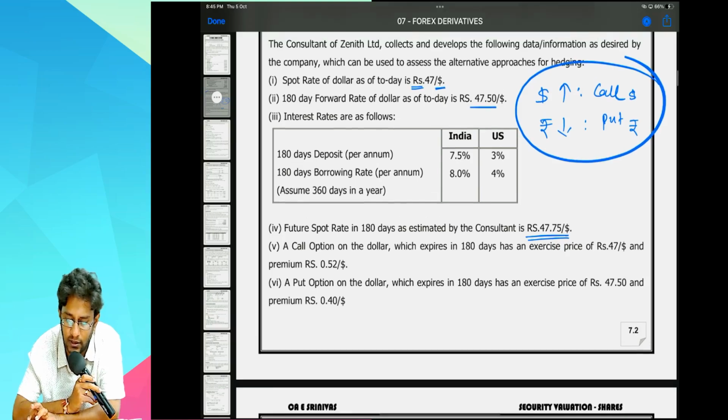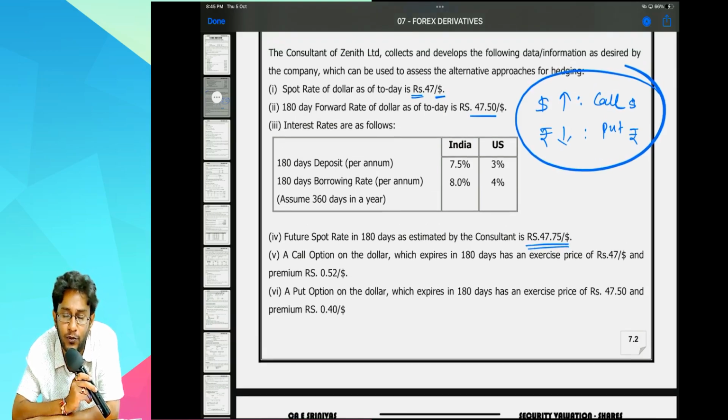Anyway, tell me sir, out of 5 and 6, one line is a trap. Who is that? 6th point is a trap. Why a trap? There are only 2 hedging routes for you, sir. There is no third route. First route is what? Call option on dollar you should do, or you should do put option on rupee.